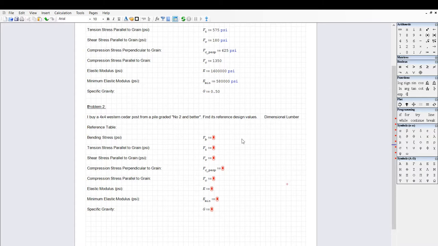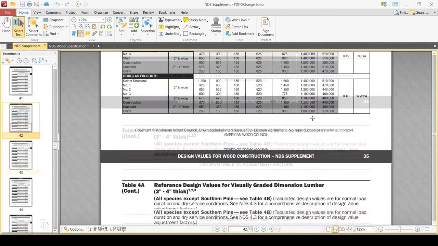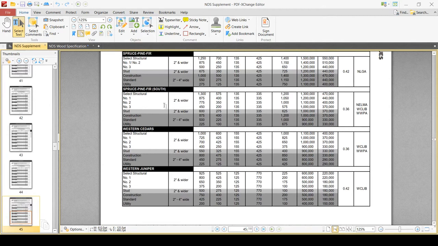Now, in terms of what table to use, because we know it's dimensional lumber, and also because it's sawn lumber, we know that it's going to be either table 4A or table 4B. And knowing whether to use table 4A or 4B just comes down to the question: is this southern pine or is this not southern pine? Because it's western cedar, this is definitely not southern pine. So we're going back to table 4A here. Let's scroll down to the species group: western cedars, western juniper, spruce pine fir north, and here we have western cedars.